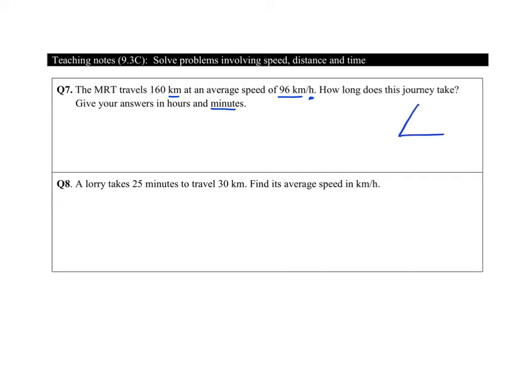Now, let us recall the triangle DST. If I want to find time, so time will be given by distance over speed. So I'm going to take time to be distance over speed. Let us write a quick description. Time equals the distance, 160 kilometers, divided by the speed, 96, and that gives us 1 2/3. We try to leave it as exact as possible. This is 1 2/3 hours.